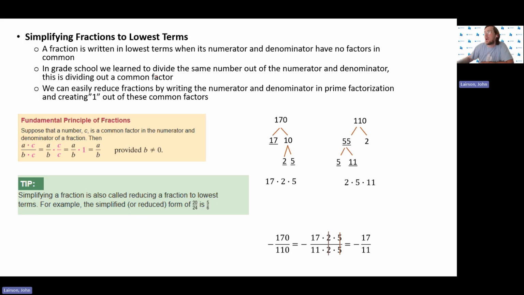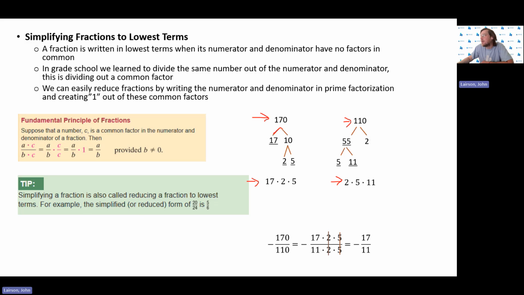And all we're going to do is we're going to have a top and bottom of a fraction, right? Say we have this fraction, -170/110. I'm going to find the factor trees of the top and bottom, right? The top is 170 and the bottom is 110. So I'm going to find the factor trees of both those numbers. I'm going to get the factorization once I do that. So let's quickly do that. Let's walk through it, right?